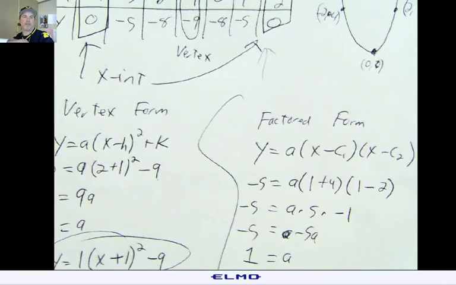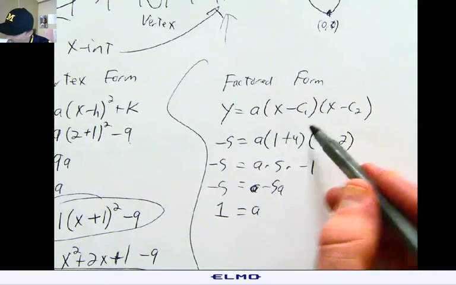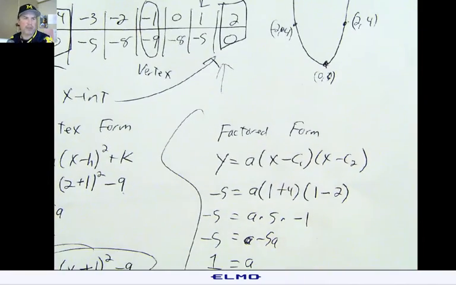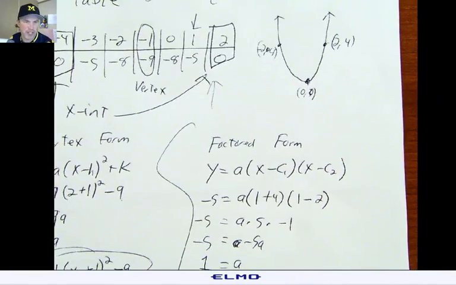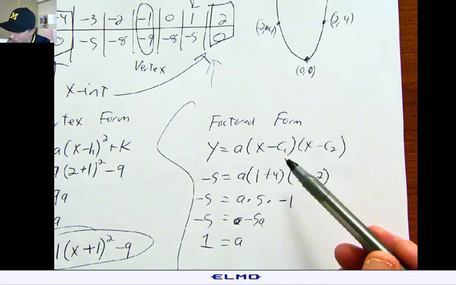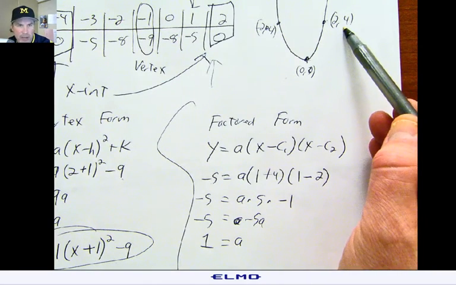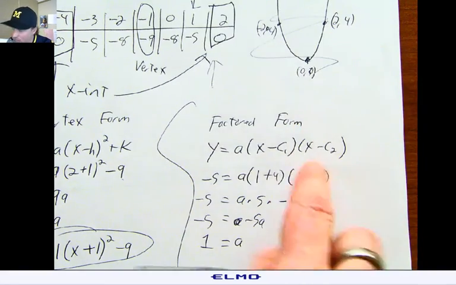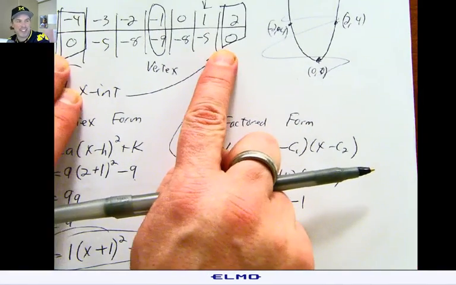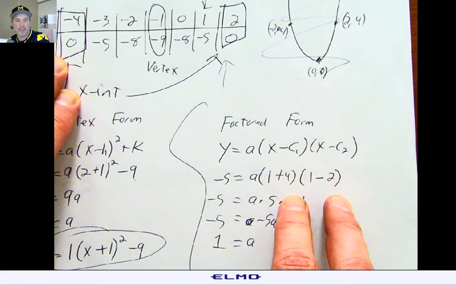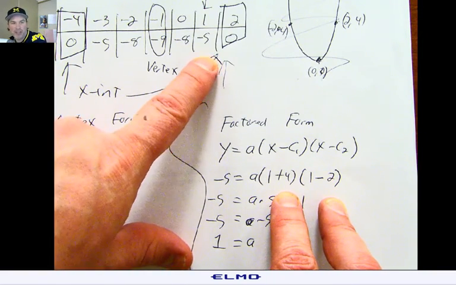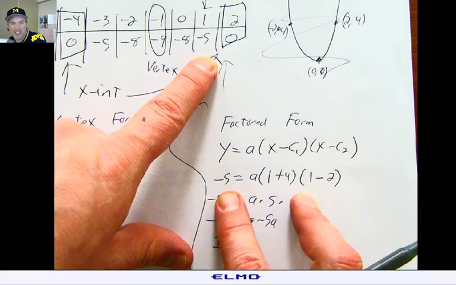Oops, I laid that out. So sorry about that. Plugged in all my coordinates. I don't know what people saw and didn't see in the last minute. I feel I need to talk through the problem again. I plugged in my x-intercepts into this equation for c1 and c2, and then I plugged in this point 1, -5 in for x and y.